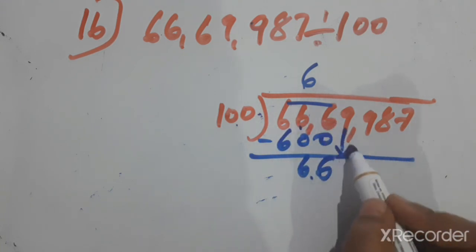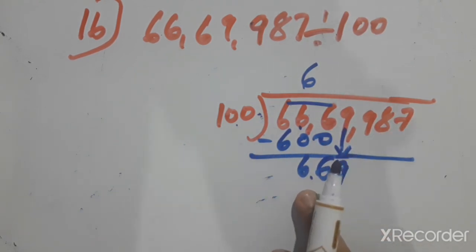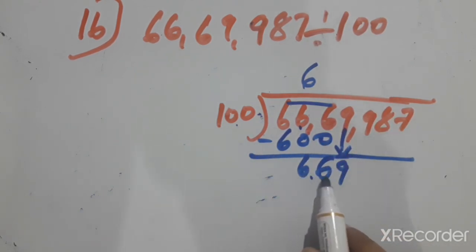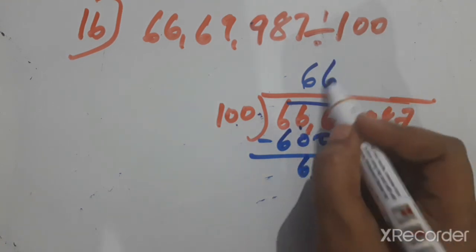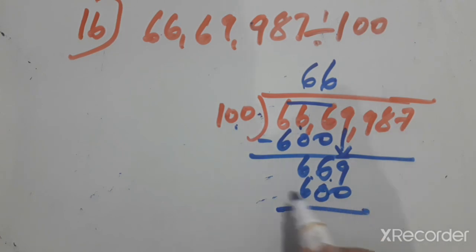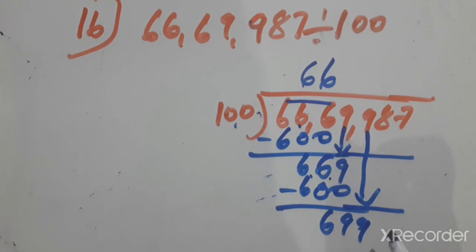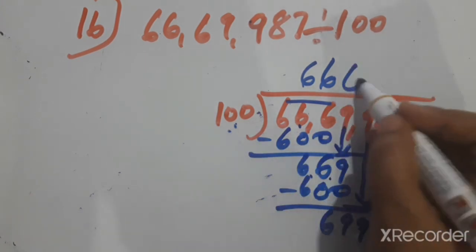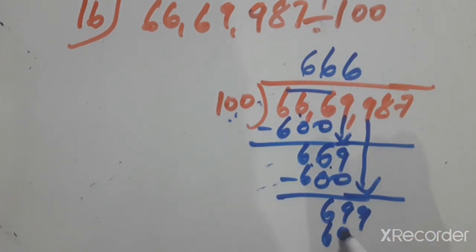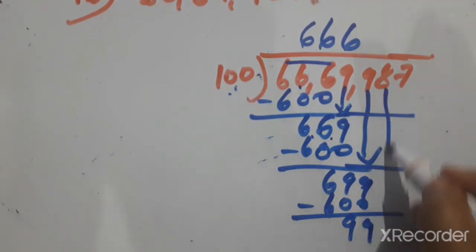Now bring 9 down, 669. Now nearer we have to check. 107 is 700. 700 is greater than this number. So nearer is 106, 600. Minus means 69. Bring 9 down. Again 107 is 700, so 106 only we have to take. 106 is 600. Minus means 99. Bring 8 down.